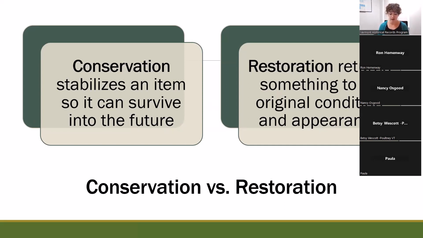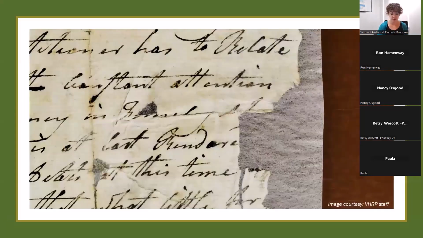Restoration includes techniques to return materials to their original appearances. So this may be like fabricating missing pieces. So this is evidence of conservation treatment. The damaged document has been fused with a lightweight paper to support the structure of the document. But this is not restoration because the evidence of the repair is visible. The text that is lost is not there.